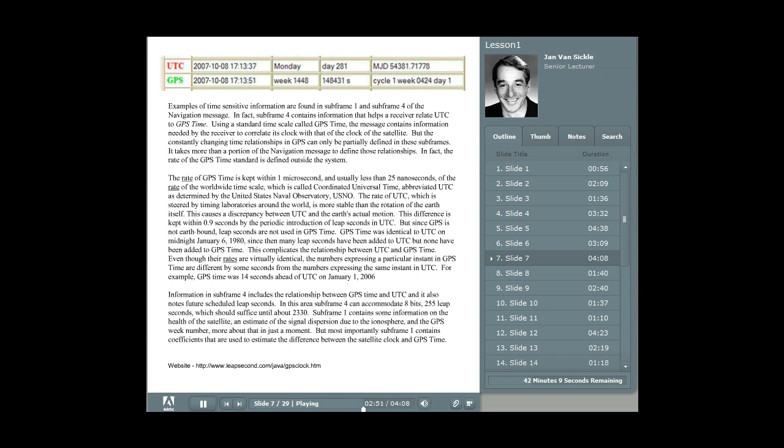Now, the control segment keeps the rate within 1 microsecond and usually within 25 nanoseconds. What I mean by that is that they don't constantly tweak the clocks or the oscillators in the satellites to keep them perfectly on GPS time. They let them wander a little bit within the limit of 1 microsecond. They find that by doing this, it keeps the clocks or the oscillators in the satellites healthy longer.